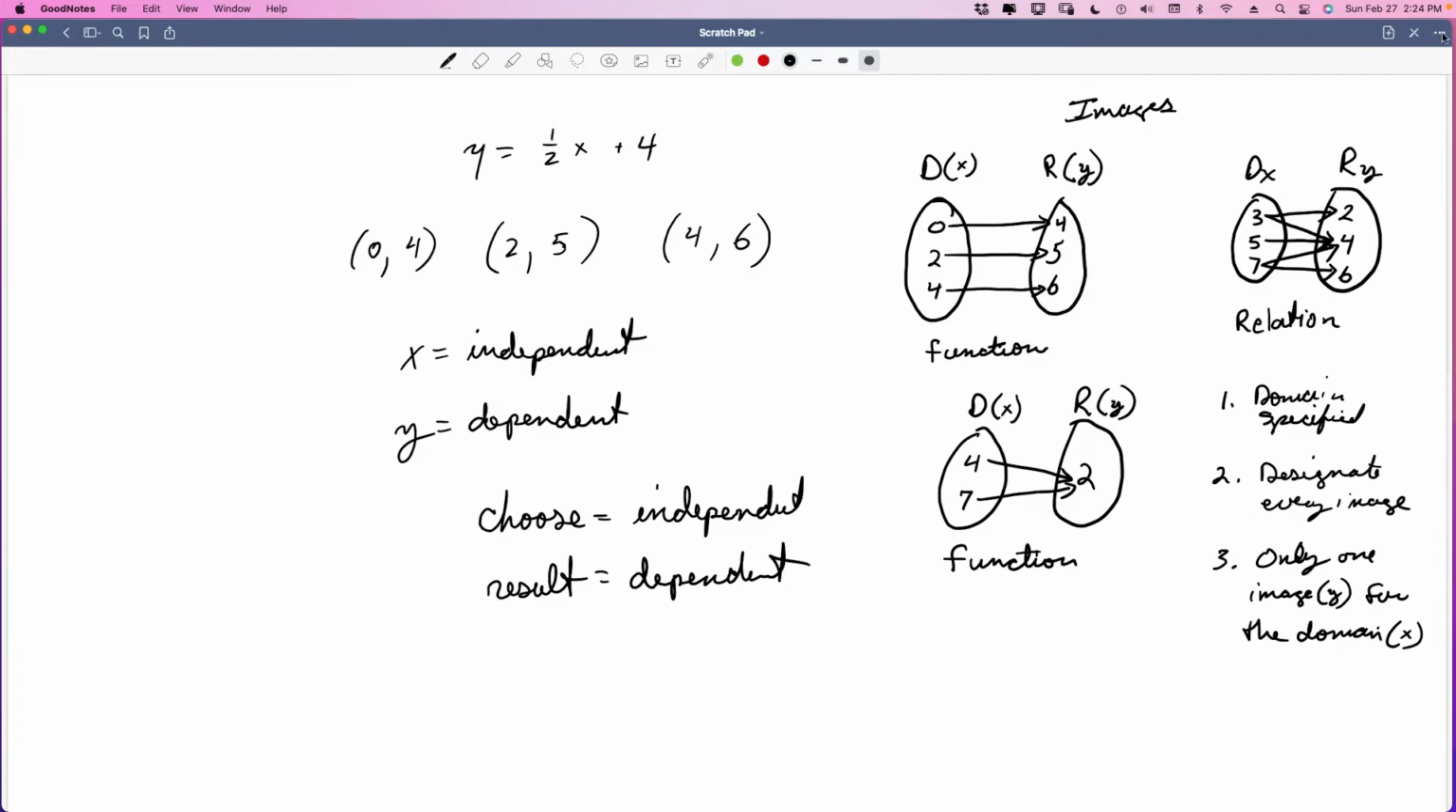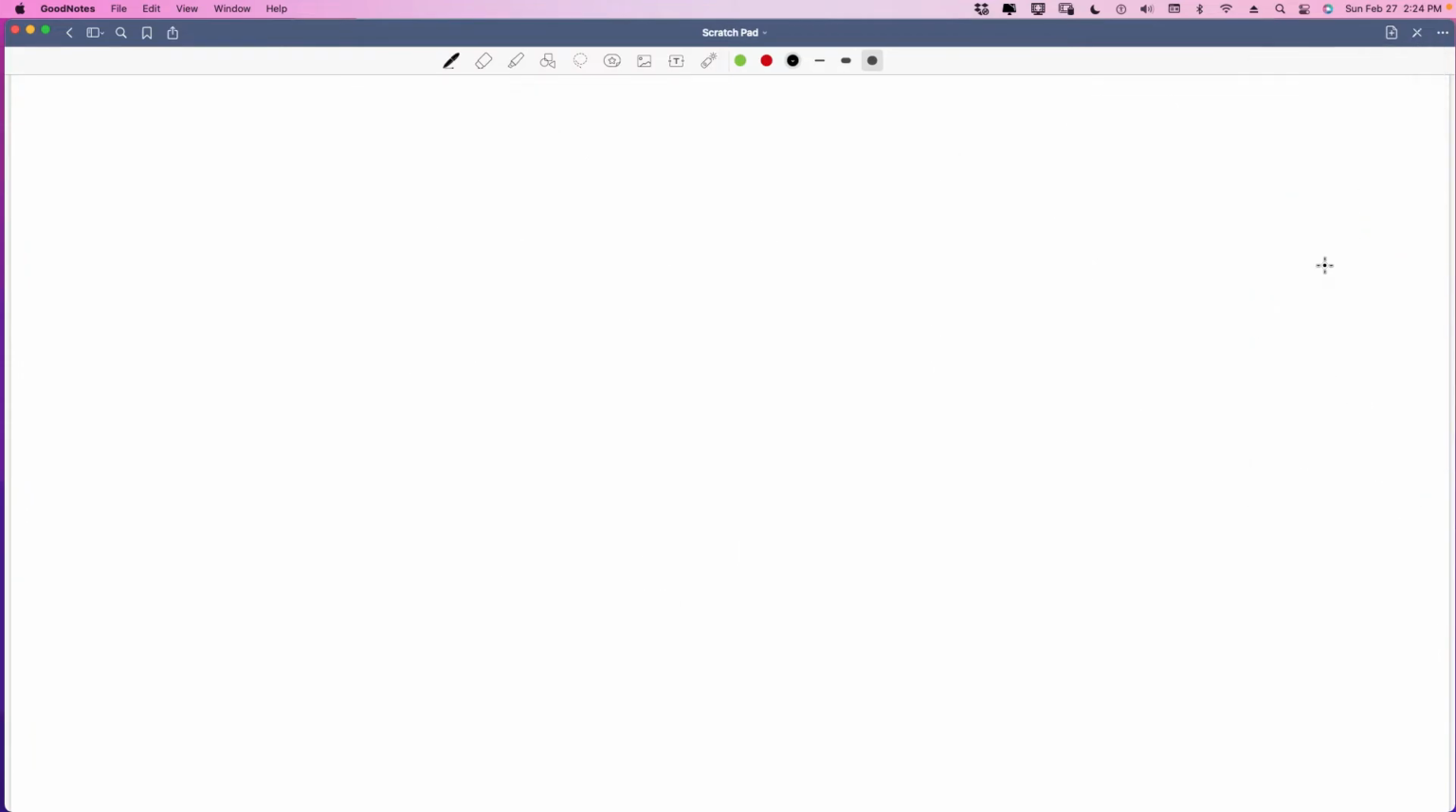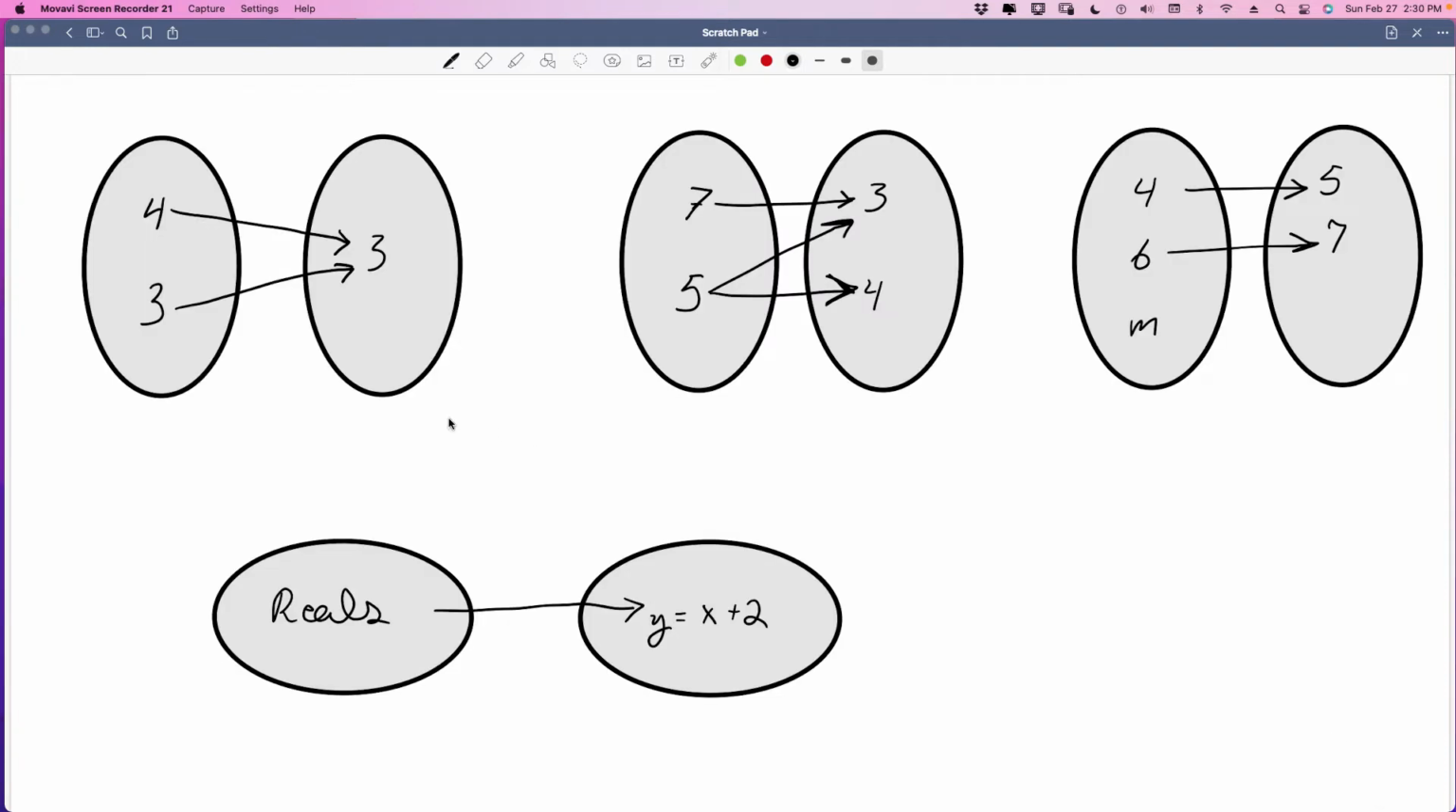All right, so let's do some practice problems. So let me give you some illustrations. All right, in 94.1, we're going to look at example A. Which of the following of these depicts a function? We have A, B, C, and D. So in A, 4, which is the domain is always on the left, range is on the right. 4 has only one answer, which is 3. So you have 4 and 3. And 3 has only one answer, which is 3. So you have 3 and 3. So this equals a function.